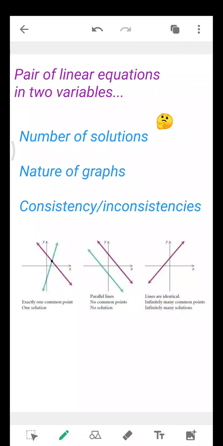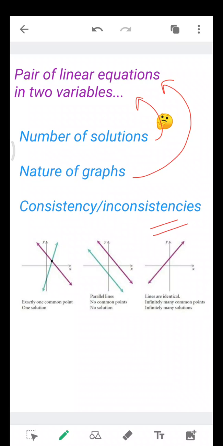In today's session we are going to see a few interesting things about pair of linear equations in two variables, that is, how many solutions does a pair of linear equations have, how will their graphs look when you draw the graph of a pair of linear equations, and consistency and inconsistency. These three things we are going to see in this session.